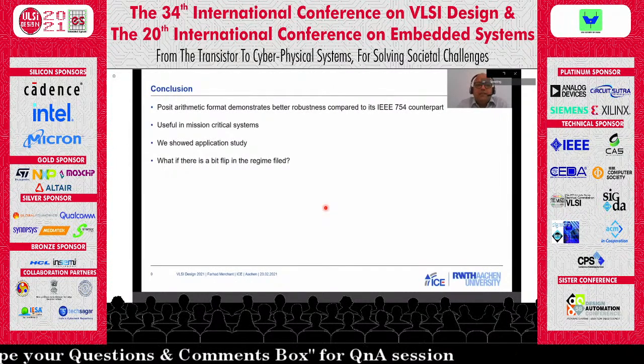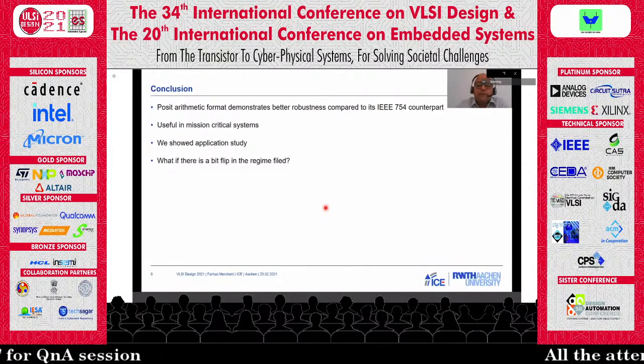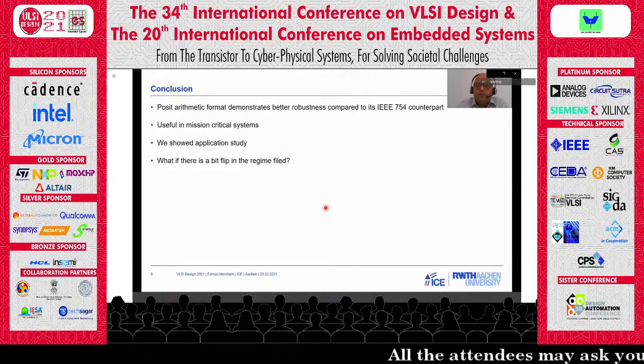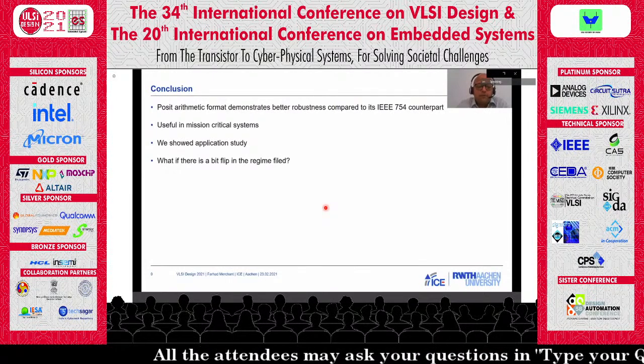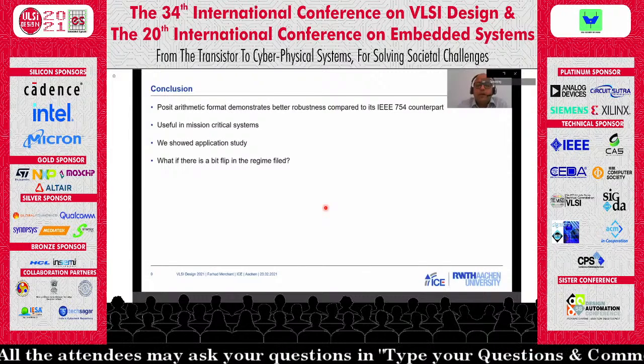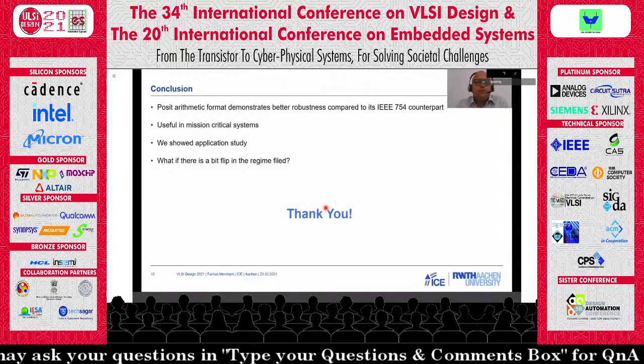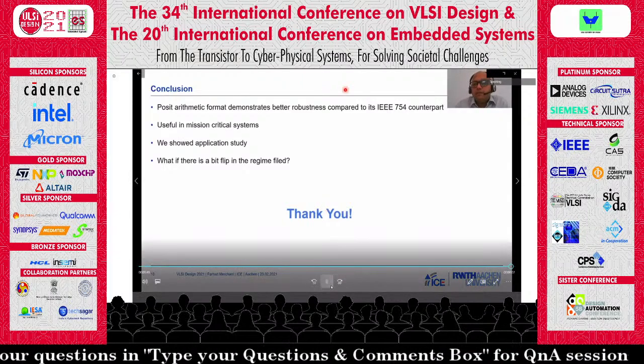One question that remains is, what if there is a bit flip in the regime field? Then yes, definitely the error is higher than floating point, because regime has more weight compared to what you have in the exponent field of an IEEE 754 compliant number. So one solution could be to make this regime field resilient to bit flips. With this, I conclude my work, and I welcome any questions.